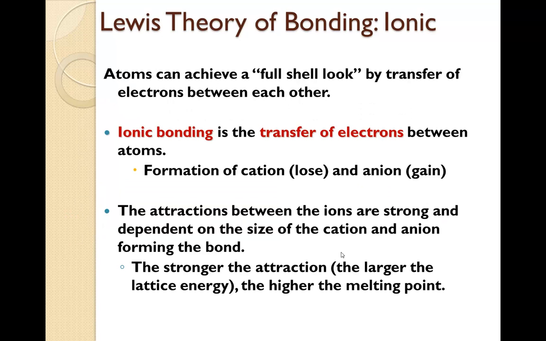Atoms can achieve the full shell look by transfer of electrons between each other. We're now going to be discussing ionic bonding. Ionic bonding is the transfer of electrons between atoms. It's the formation of cations, which become positive by losing electrons, and anions, which become negative by gaining. The attractions between the ions are strong and dependent on the size of the cation and anion forming the bond. The stronger the attraction, the larger the lattice energy, and therefore the higher the melting point.